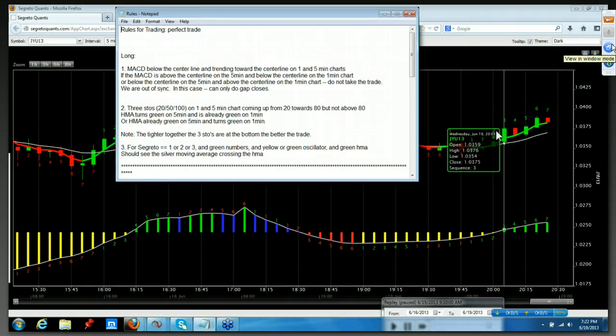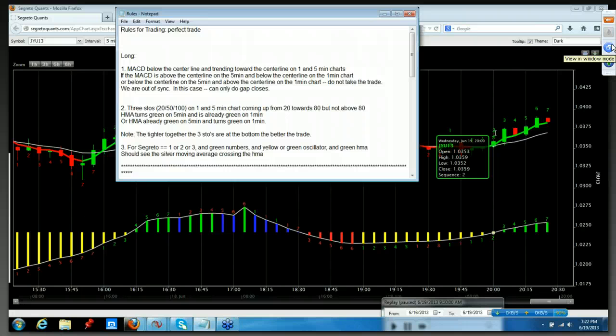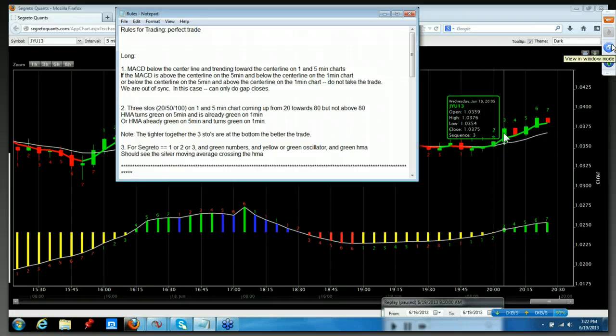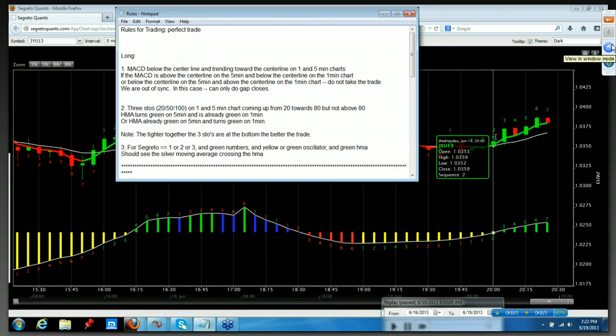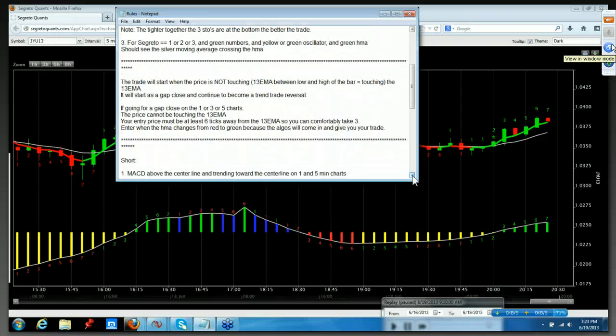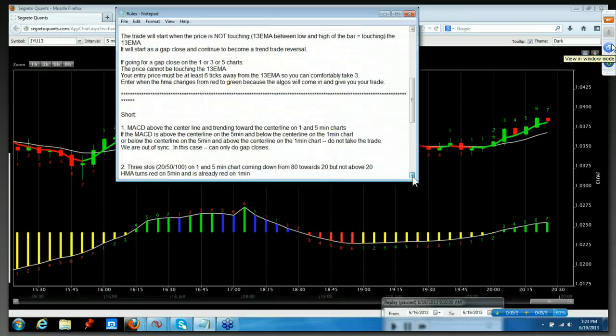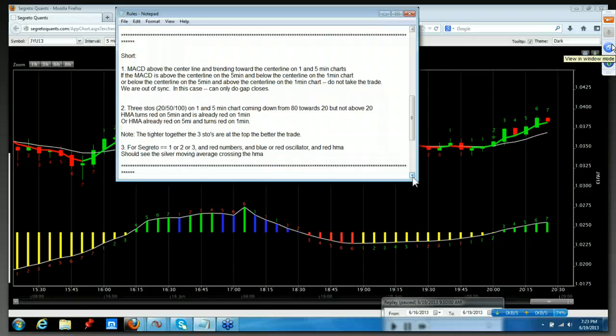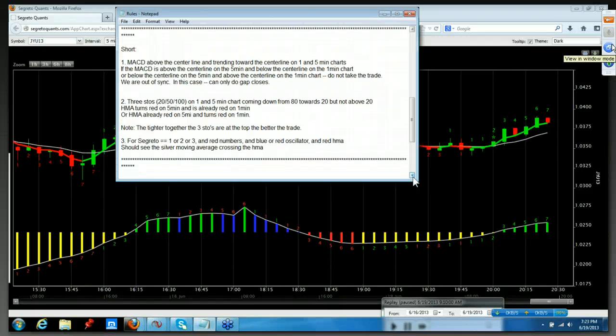Because I like to enter quickly, I typically don't wait for 3s. I like to get in and take advantage of the momentum that's there. So as you can anticipate, the rules are the same for long as they are short. And so let's take a look at that. Don't worry, we'll come to the data that's above that in just a minute.